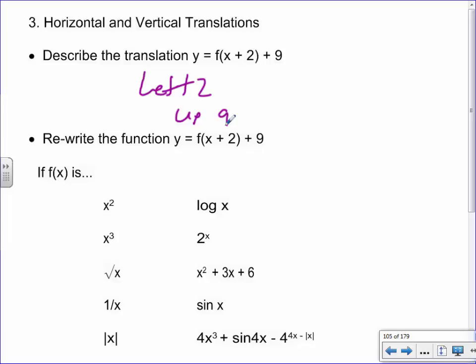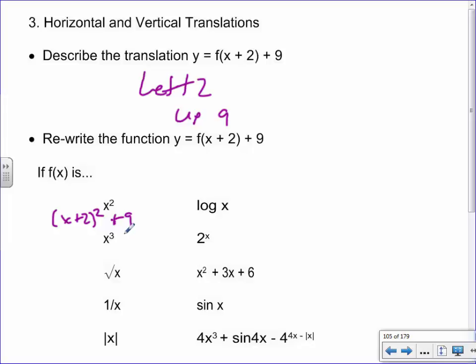So what I want to do here is an activity where we'll use some functions that we've done before, and I want to rewrite them with these two transformations of sliding to the left 2 and up 9. Some of them you'll recognize because we used these graphs before. But other ones we can still do this with. You don't know what a log is yet or what a sine is yet, but you can still do this task. Let me do the first one for you. What this means to do here is do x plus 2, then square it, and add 9. Does that make sense?